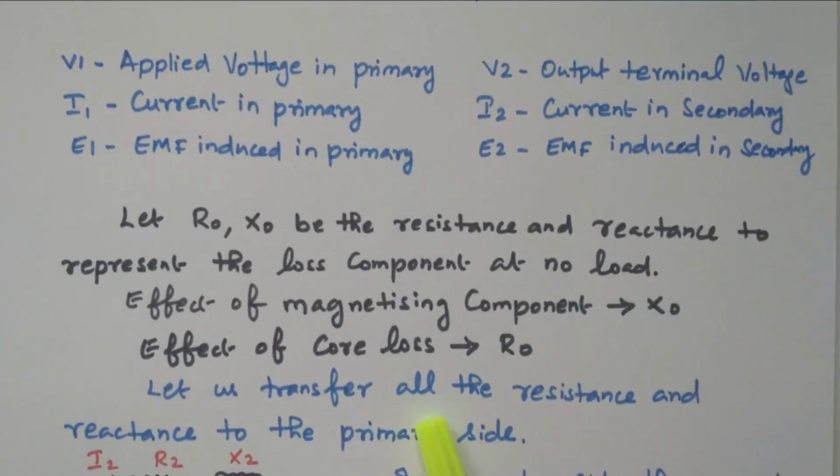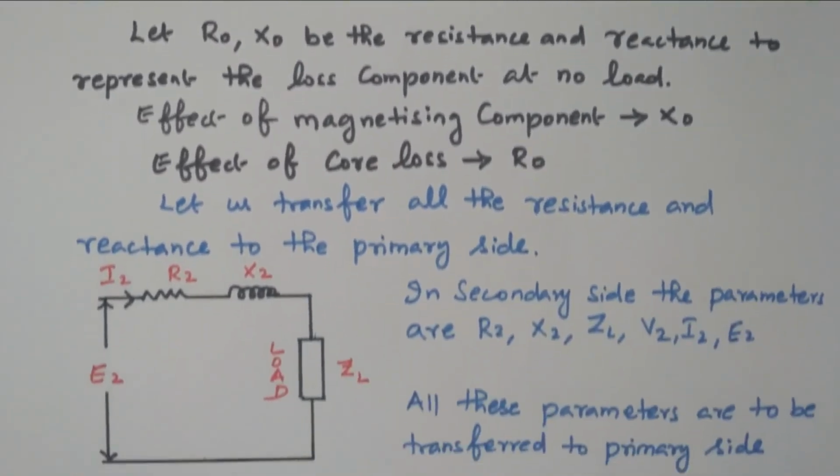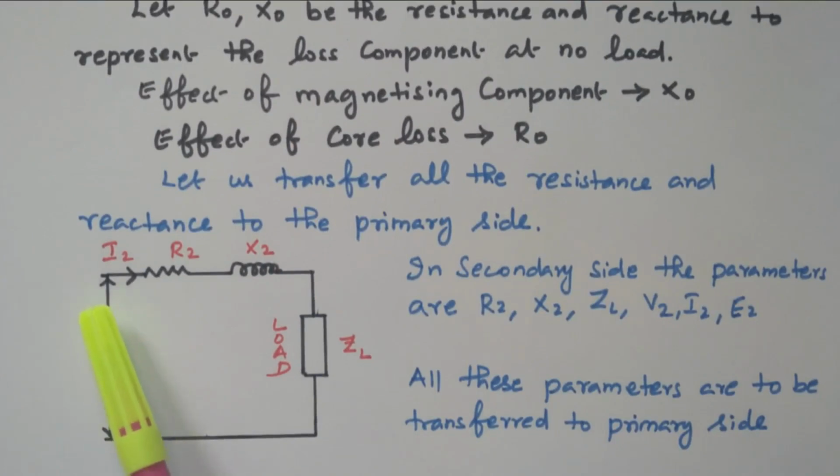Now let us transfer all the resistance and reactance to the primary side in order to frame the equivalent circuit. That will be very easy for further calculation. So we will transfer all the parameters available in the secondary to the primary side. In the secondary side we have the induced EMF, secondary current, secondary resistance, secondary reactance, as well as the load impedance ZL. Now we will transfer all these five parameters to the primary side.